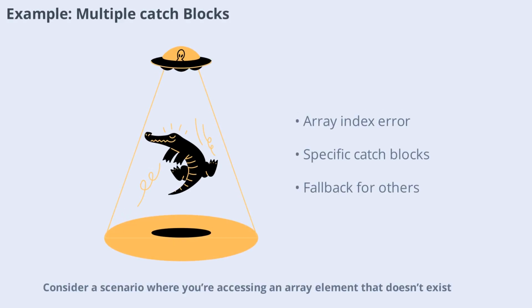Consider a scenario where you're accessing an array element that doesn't exist. You can use multiple catch blocks to handle different exceptions. For instance, catch index out of range exception handles out of range errors, while catch exception acts as a fallback for any other exceptions. This layered approach ensures that your program can respond appropriately to a variety of error conditions.